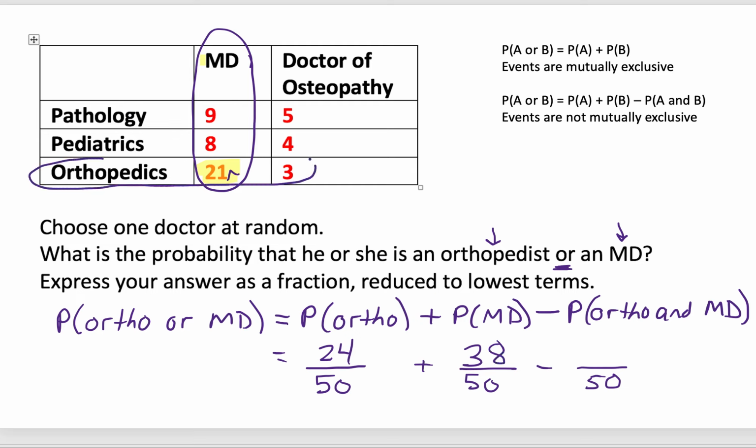All right, for the last one, I'm going to look at the overlap. How many were in both groups? We've already marked that as being the 21. We highlighted that in yellow. Okay, so 24 plus 38 minus 21 is 41. The denominator stays the same. The problem asked me to write it as a fraction in lowest terms, which 41 over 50 cannot be reduced.